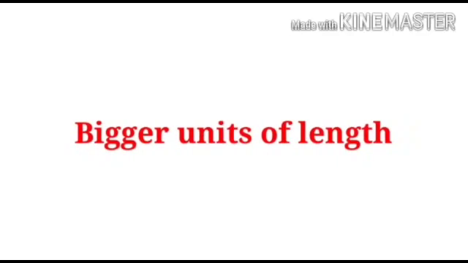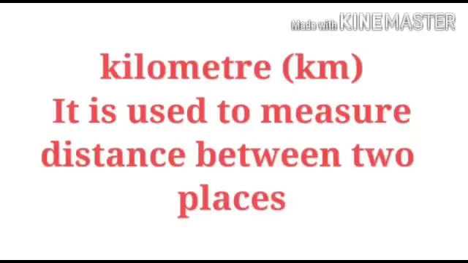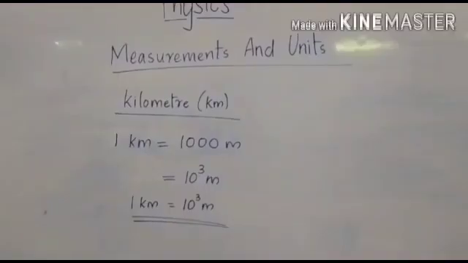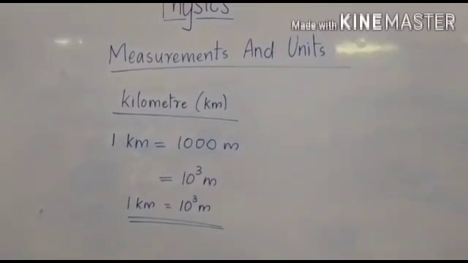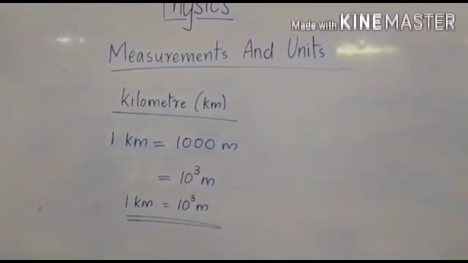Bigger units of length. First one is kilometer. It is used to measure distance between two places. 1 kilometer equal to 1000 meter. That is 1 kilometer equal to 10 raised to 3 meter.